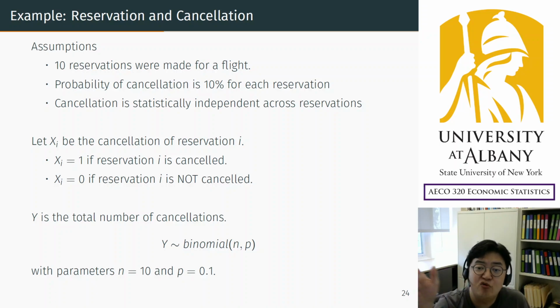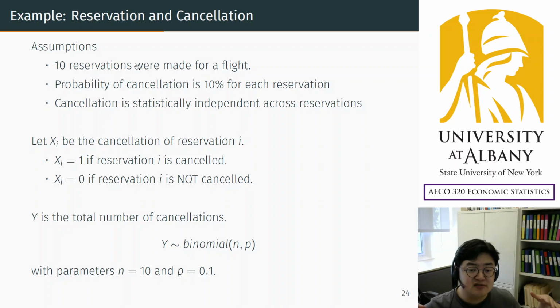So we are counting success. We are interested in the probability of success. I mean, we are interested in how many cancellations can happen, the probability of cancellations. So we are going to call cancellation success because we are interested in that. So 1 if cancelled, 0 if not. That is our notation. So Y is the total number of cancellations out of 10 reservations, right?